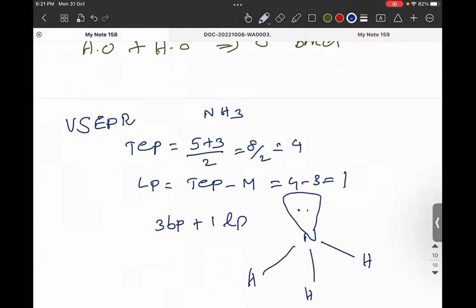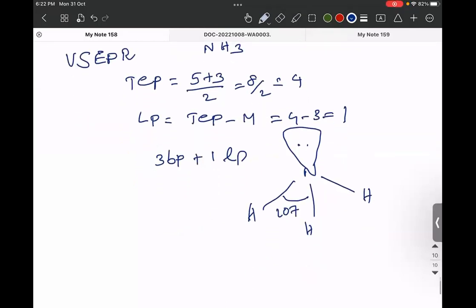When you measure the bond angle, it is 107 degrees. Why is it 107 degrees? Due to the presence of the lone pair on the nitrogen atom, it reduces the bond angle from 109 to 107. Though there are 4 electron pairs and it should be a tetrahedral shape, due to the presence of the lone pair of electrons, this bond angle decreases.